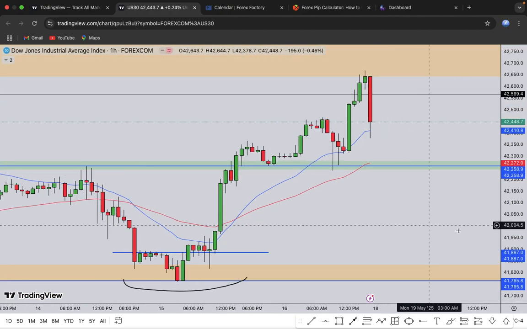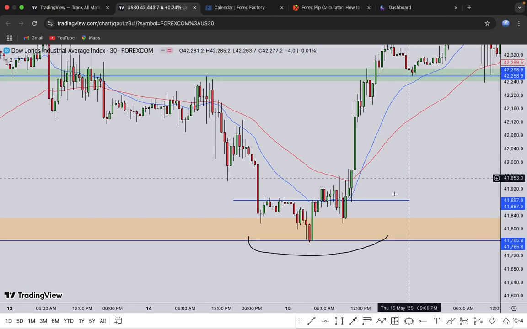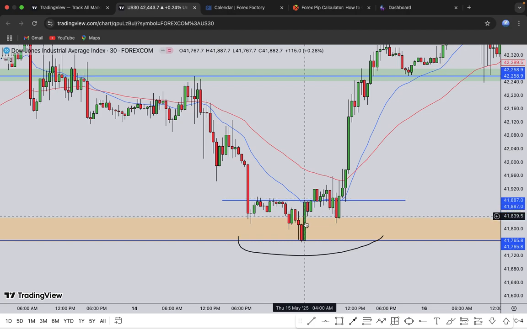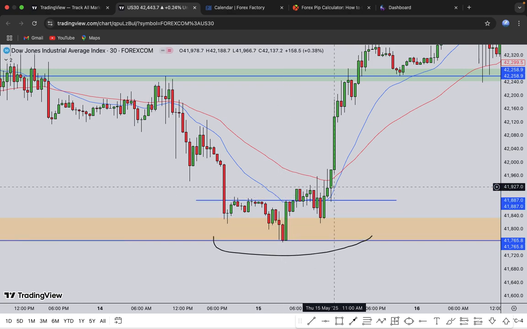Went down to my lower time frame because it's a simple break and retest setup. Saw that price had rejected support right here, right? I didn't get this entry right here. I was a bit late, and this was also 4 a.m. So I don't trade US30 at 4 a.m. in the morning, right? So I got my entry somewhere around here.